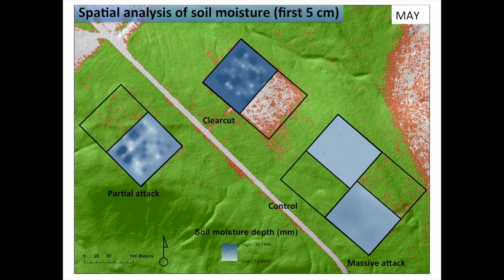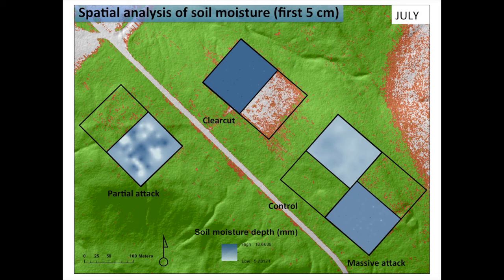But it's worth mentioning that, surprisingly, the partial attack stand is showing fairly pronounced spatial variability, and kind of the same on the clear-cut side, which was surprising, but might be an artifact of the beginning of the growing season. By the time you hit June, you see the same thing. The control is the driest site, the clear-cut is the other extreme, the wettest, still fairly spatially variable, which makes sense because you have pockets of micro site conditions. The massive attack is fairly wet, and the partial attack stand is drier than the massive attack, but it's still showing this pronounced spatial variability.